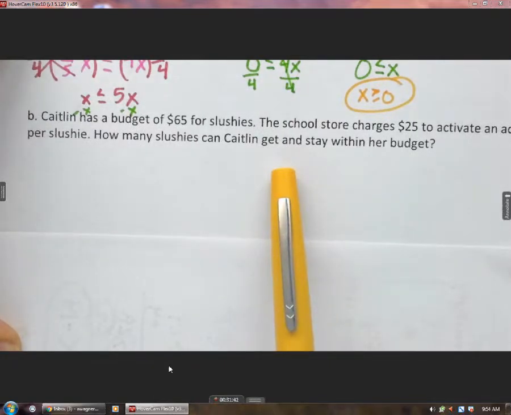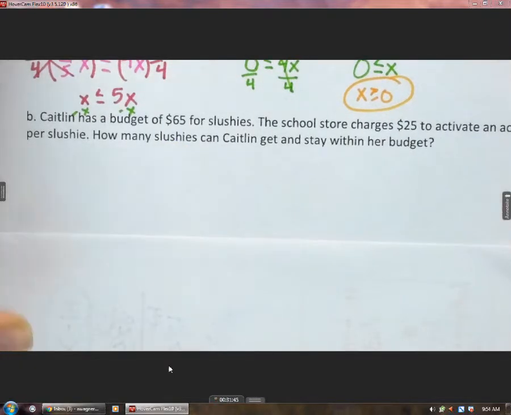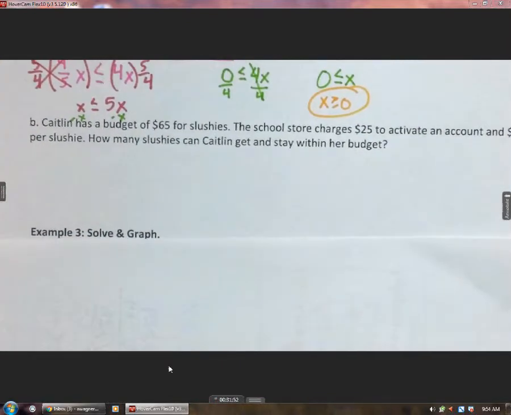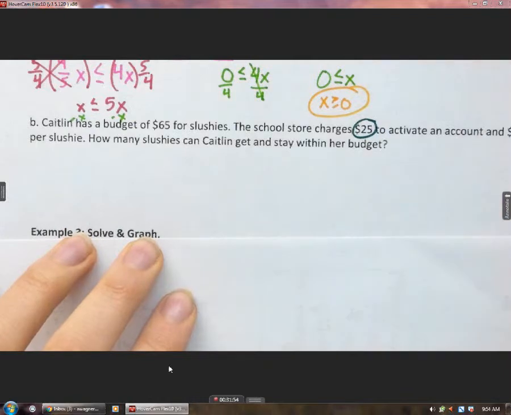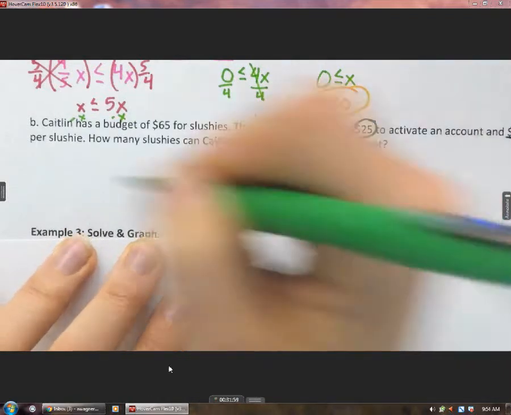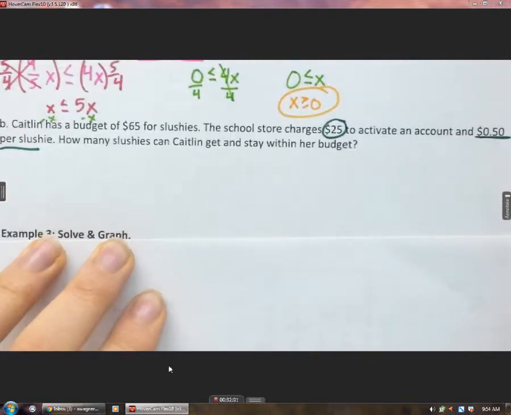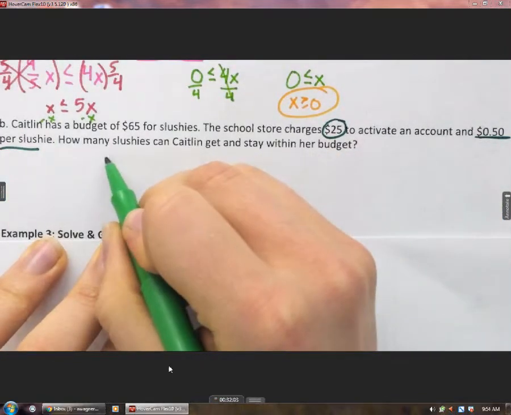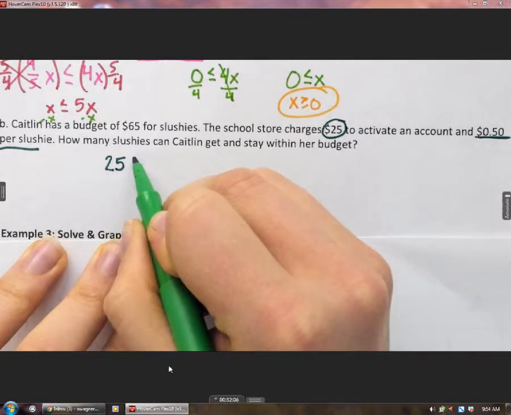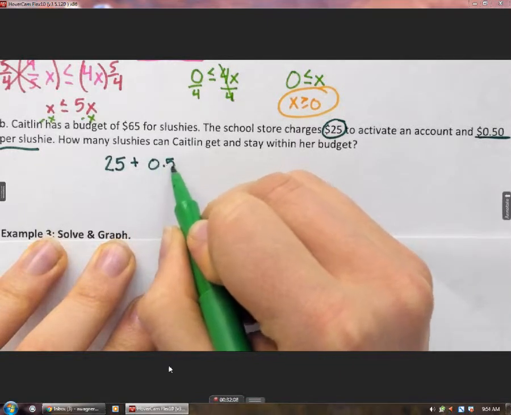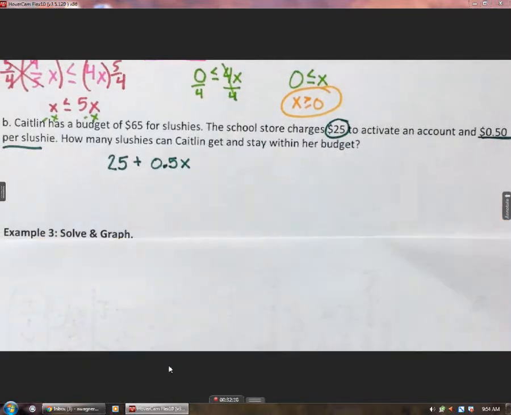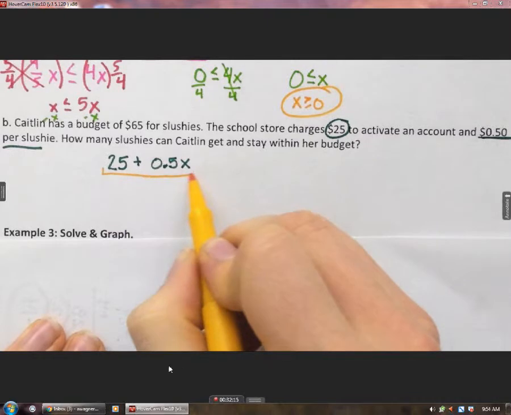So Caitlin has a budget of $65 for slushies. The school store, so we got a problem to solve here, charges $25 to activate an account, plus they charge another 50 cents per slushie. So, isn't it like she has $40 left? So she can spend $25 plus 0.5, and then we'll call x the number of slushies she's going to buy. So this side is what Caitlin spends.